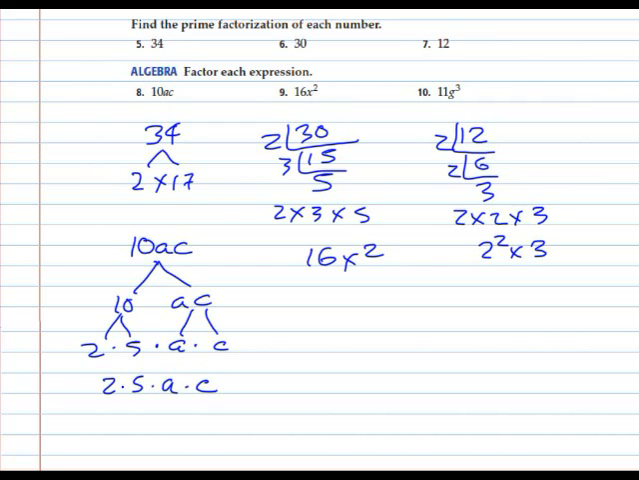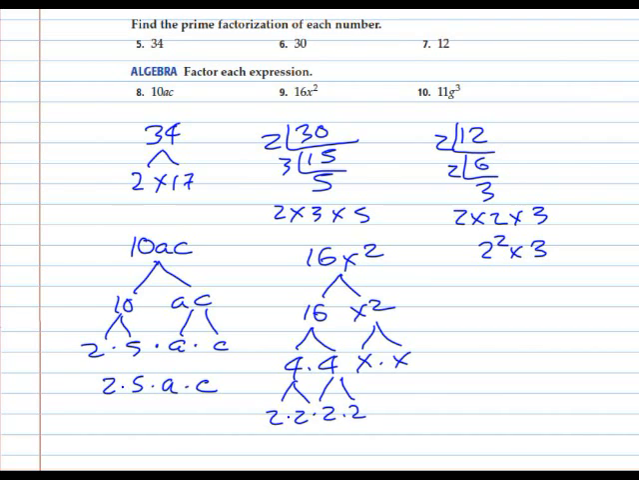16x squared would be 16 times x squared. Factor x squared into x times x. Factor 16 into 4 times 4. 4 is 2 times 2, so we get 2 times 2 times 2 times 2 times x times x. Seems a little silly. 2 to the 4th times x squared. I would leave x squared in its original form. I don't think I would factor that.